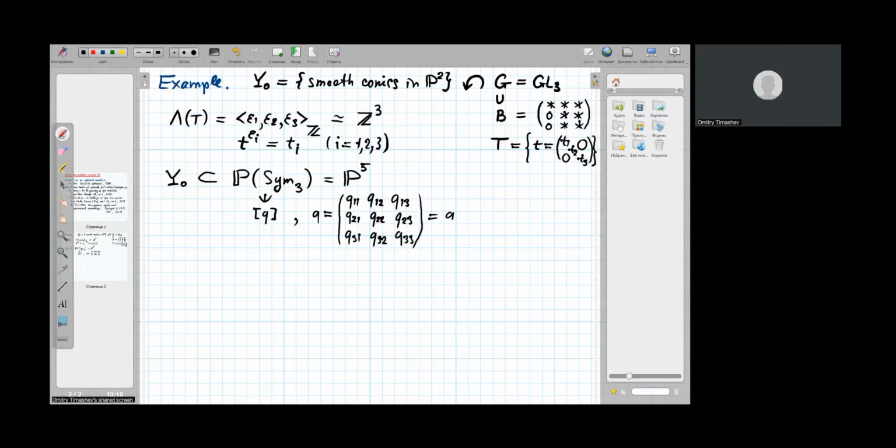Symmetric. The point in this projective space is given by this matrix considered up to a multiple. So these matrices define quadratic forms in homogeneous coordinates on P2, which are the equations of plane conics.